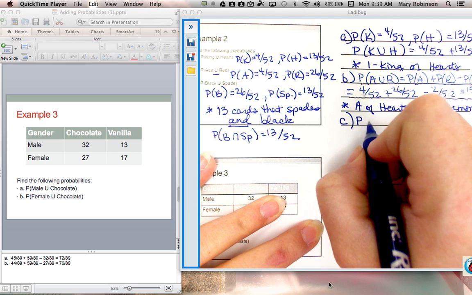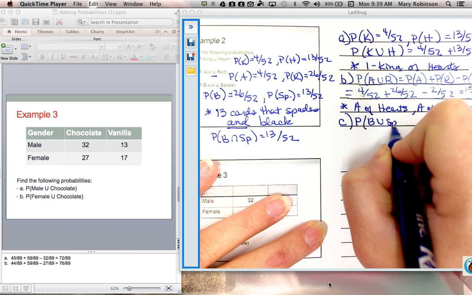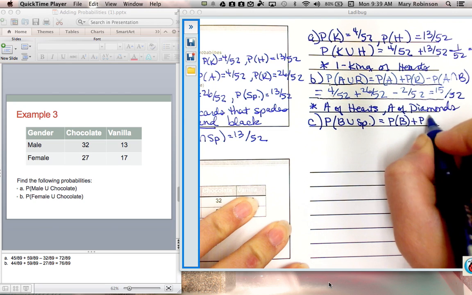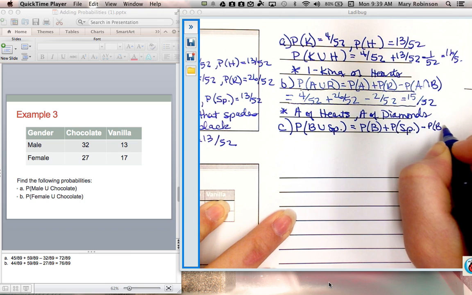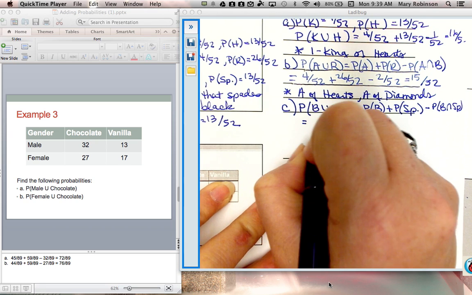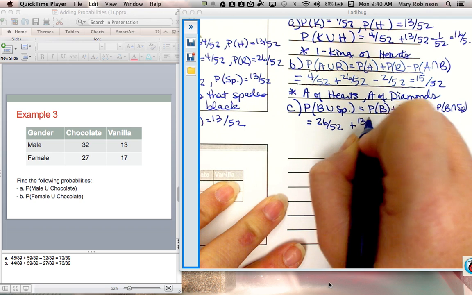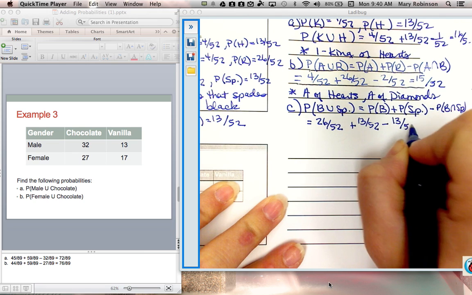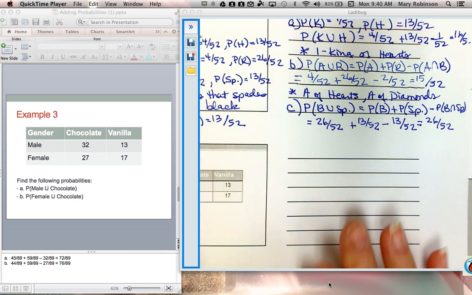So again, the probability here of black or spade is going to be the probability of being black plus the probability of being a spade minus the probability of being a black spade. And of course, all 13 spades are black. So 26 out of 52 are black, plus 13 out of 52 are spades, but there are 13 black spades. So we subtract that out, and we would just be left with 26 out of 52.